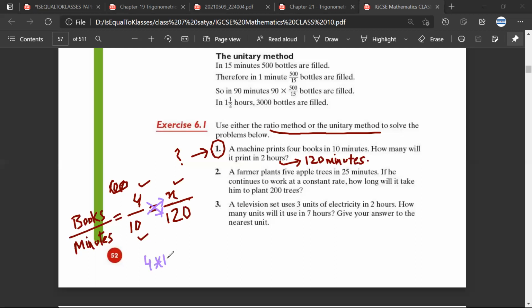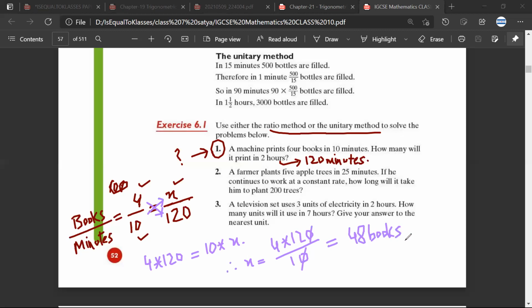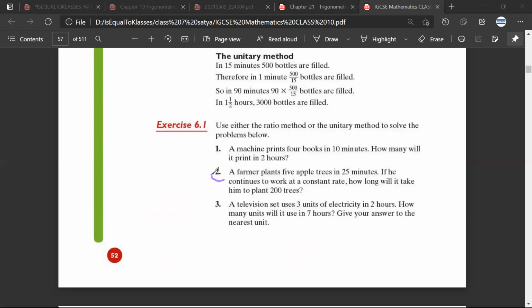So 4 into 120 would be equal to 10 into x. Therefore, Mr. Sarthak, x would be 48. 4 into 120. Mr. Satya, is this answer correct? Yes, sir. Mr. Sarthak, second question.